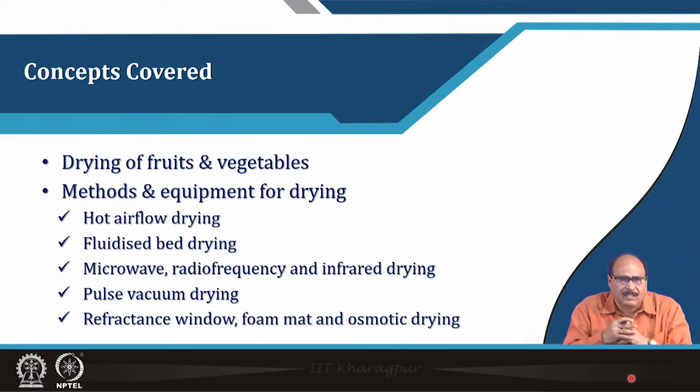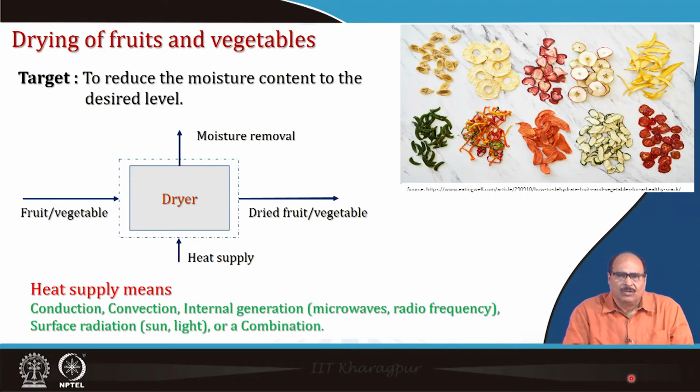So, the methods and equipment used here will include hot air flow drying, fluidized bed drying, microwave, radio frequency, infrared drying, pulse vacuum drying, and finally refractance window drying, foam mat drying, etc. So, let us see what is the main purpose of drying and dehydration of fruit and vegetable products. In the picture you are seeing various products which are available in the market.